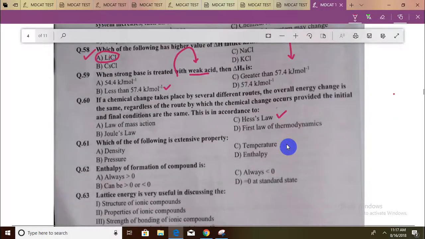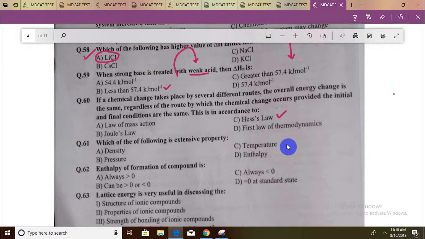So which of the following is an extensive property? Is it density? Is it pressure? Or is it something else? And before that, I found another topic, and that is not from the chemical bonding topic. This is from, I think, the energetics topic.